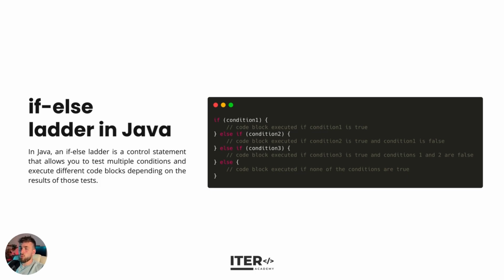The else keyword, followed by a set of curly braces, contains code that is executed if none of the previous conditions are true.